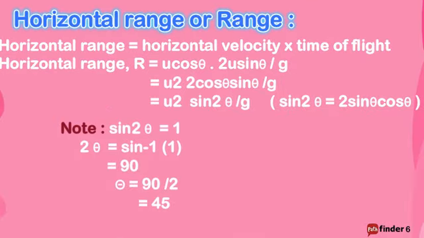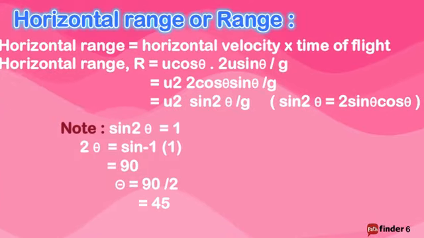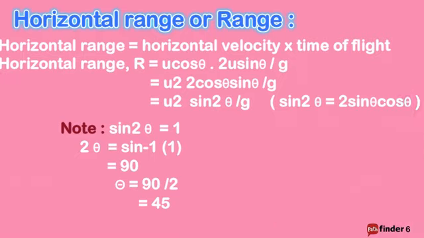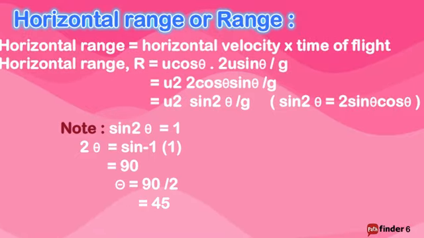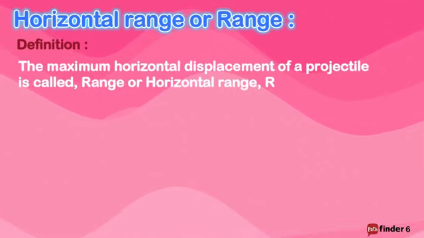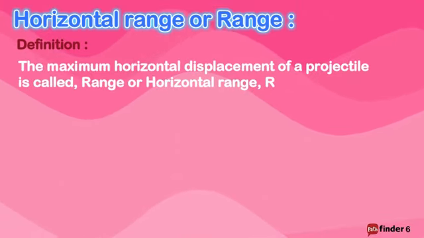Note: the range is maximum when angle of projection is 45 degrees. How to get this? From the range equation, u square and g are constant, so when sine 2 theta becomes 1, then the range is maximum. Definition: the maximum horizontal displacement of a projectile is called range or horizontal range R.